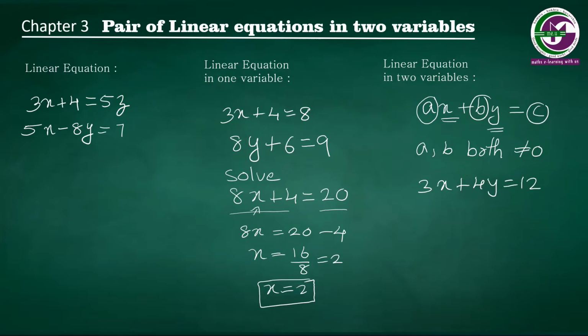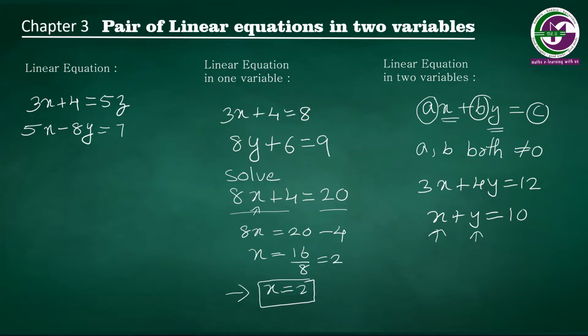You have studied in class 9 about the linear equation in two variables and its solutions. I'll give one example: x plus y equals 10. Now the difference between a linear equation in two variables and a linear equation in one variable is that for a linear equation in one variable you will get only one solution, but for a linear equation in two variables, for each value of x you will get a corresponding value for y. That means there are infinitely many solutions.